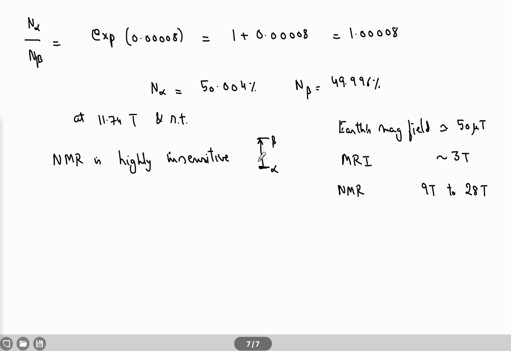So gamma is less, therefore the magnetic moment is less. If the magnetic moment is less, the energy difference is going to be less. If the energy difference is going to be less, the population difference is going to be less. And if the population difference is going to be less, then the transition efficiency would also be less, or you can also say that the signal to noise ratio would also be less, right?